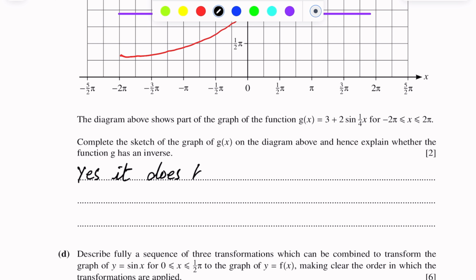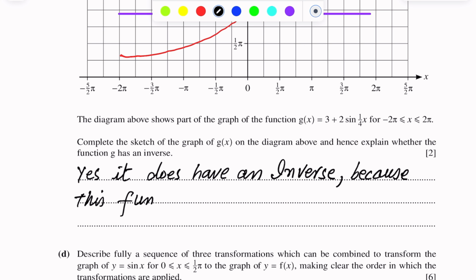Yes, it does have an inverse because this function is a one-to-one function.